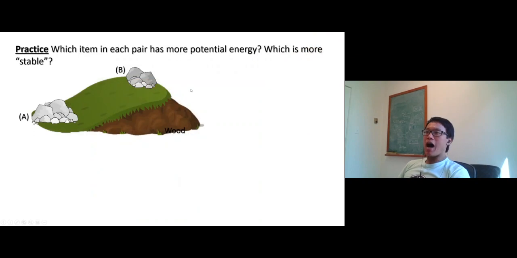Okay, all right, let's practice together here. Which item in each pair has more potential energy, and which one is more stable? Well, when we talk about potential energy, potential energy depends on the reference point, all right? The reference point right now is the ground. So B is in a higher position, so it has higher potential energy and, of course, is less stable. Which one is more stable? A is more stable.